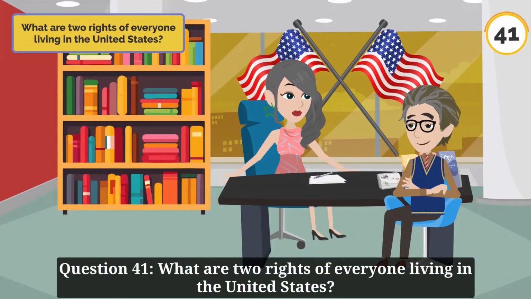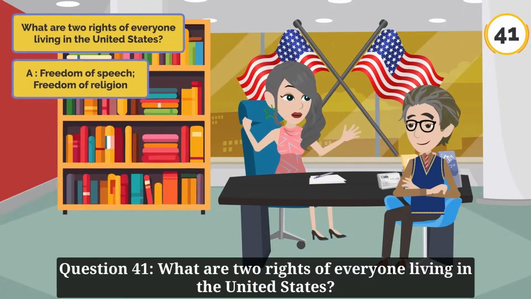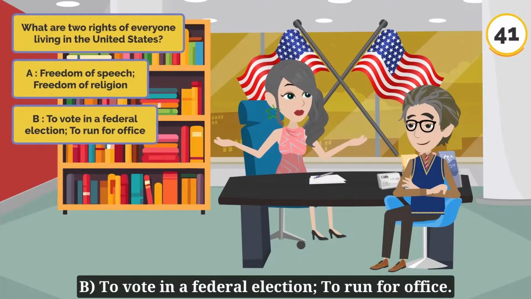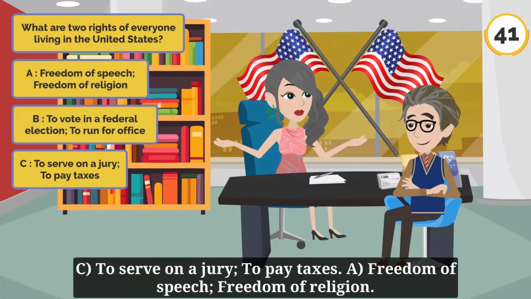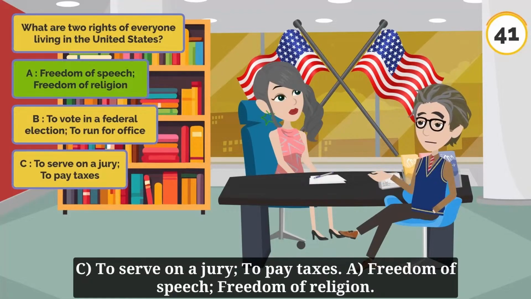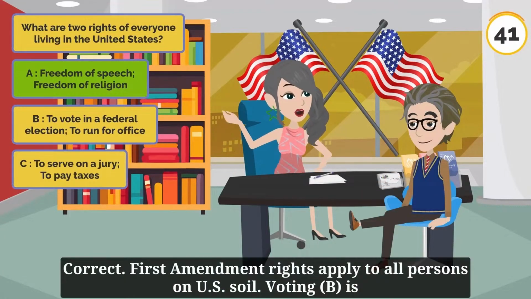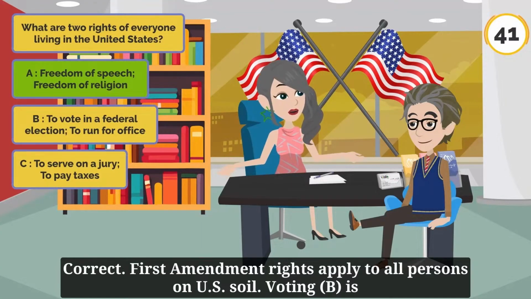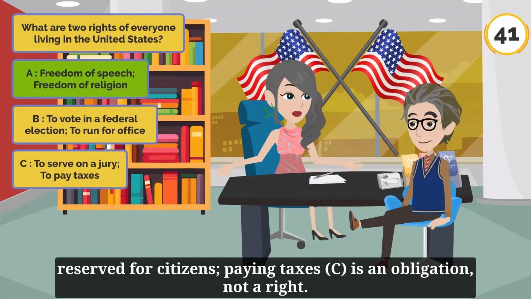Question 41. What are two rights of everyone living in the United States? A. Freedom of speech, freedom of religion. B. To vote in a federal election, to run for office. C. To serve on a jury, to pay taxes. I'll go with A. Freedom of speech, freedom of religion. Correct. First Amendment rights apply to all persons on U.S. soil. Voting, B, is reserved for citizens. Paying taxes, C, is an obligation, not a right.